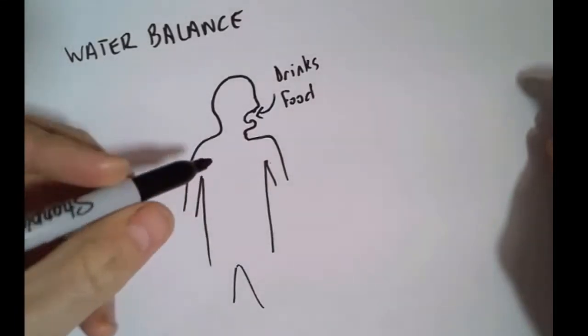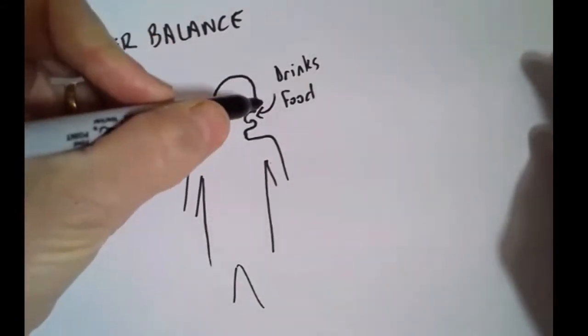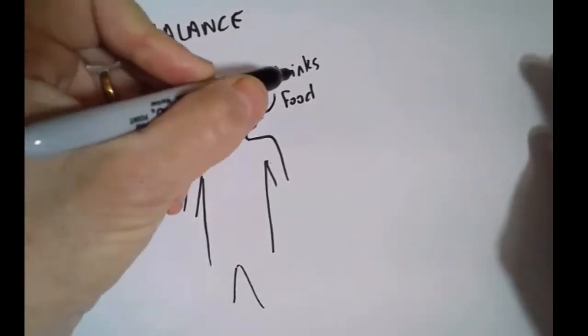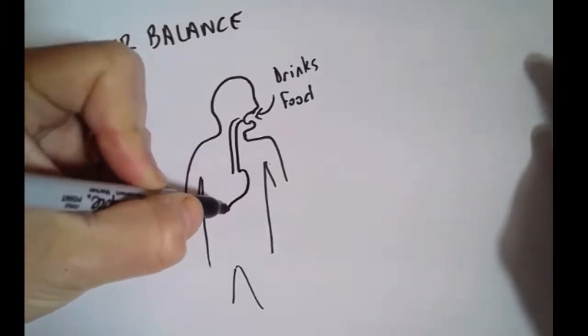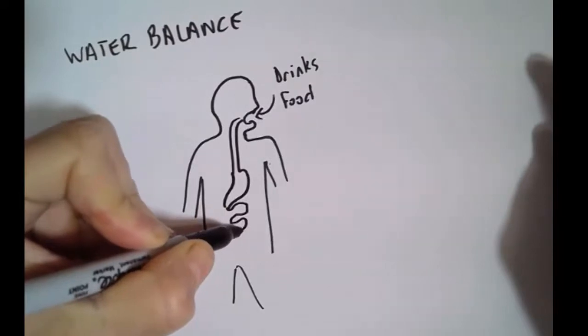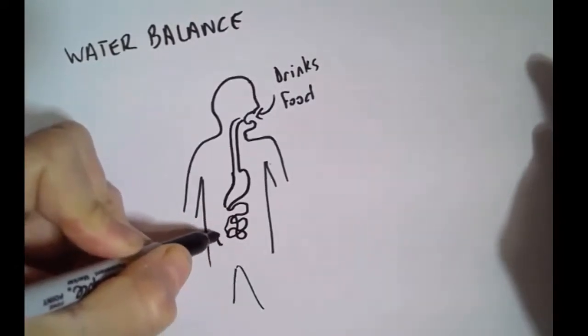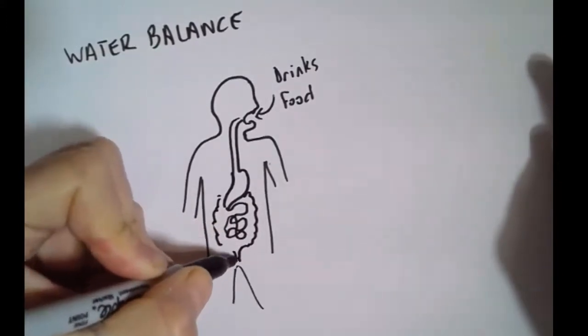Before we talk about how it gets out, let's talk about once the food actually goes in via the esophagus into the stomach. Well, what actually happens after that? So we've got our small intestines, and then we've got our large intestines, and then we've got our rectum.